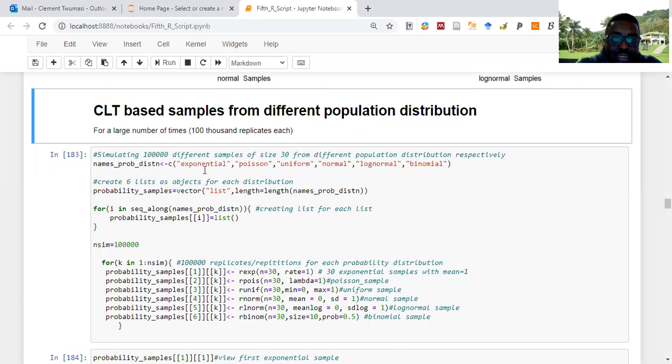So what I'm trying to do here is that I'm first of all simulating 100,000 different samples, okay? And then, don't forget that each sample should have a size of, let's say, 30. So here the condition is saying 30 or more. So I'm just considering the least value.